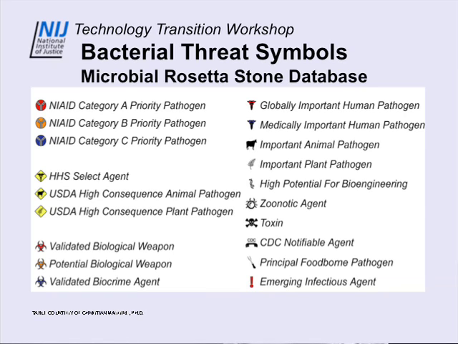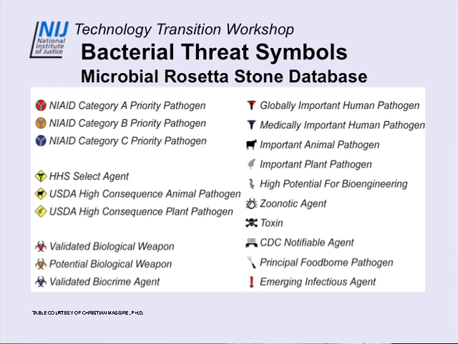So I show this slide as a prelude to the next slide. This slide shows a bunch of threat symbols and government agencies which worry about these sorts of threats. So there's NIAID category A, B, C priority pathogens. There's threat symbols for animal pathogens, CDC notifiable agents, foodborne, biological weapon, and so on.